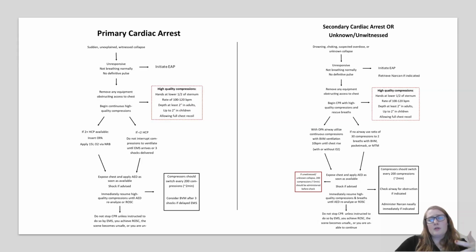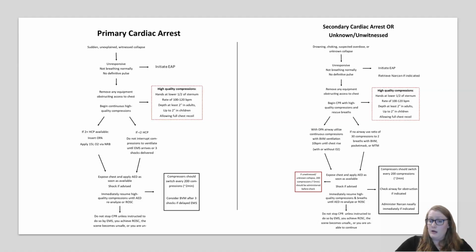Compressions, a couple notes on these types of algorithms is that compressors really should switch every 200 compressions or 2 minutes of compressing. That's kind of the threshold. We mentioned this a little bit earlier when we showed that the quality of compressions tends to decline. If you have enough people, I worked at an institution where the policy was 100 compressions and switch because we felt that at any given time we were going to have enough trained people around to be able to have that kind of rhythm.